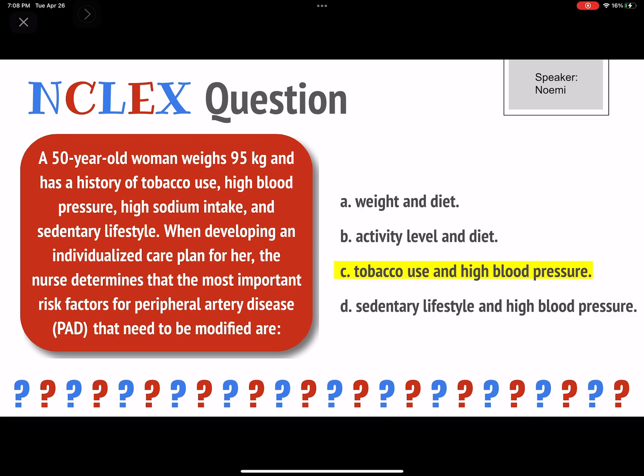The correct answer is C. Significant risk factors for peripheral arterial disease include tobacco use, hyperlipidemia, elevated levels of C-reactive protein, diabetes mellitus, and uncontrolled hypertension. The most important is tobacco use.